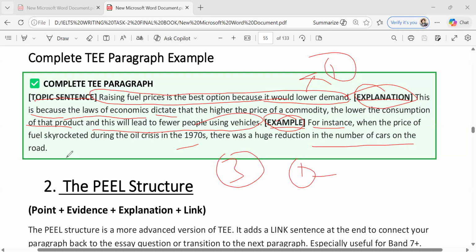Part number one, what did we have? There was the topic sentence. Part number two, we had explanation, and part number three, example. And that's what makes a complete T paragraph example. Any questions so far on the T paragraph, please?